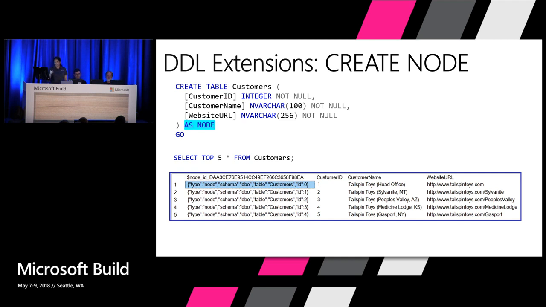When you create this node table, we create an implicit index on the $node_ID column, a unique non-clustered index on this column. If you create a unique index of your own on this column, we don't create that implicit index. But if the user did not specify any indexes, then we add an implicit index there, which we use later on for faster traversals.